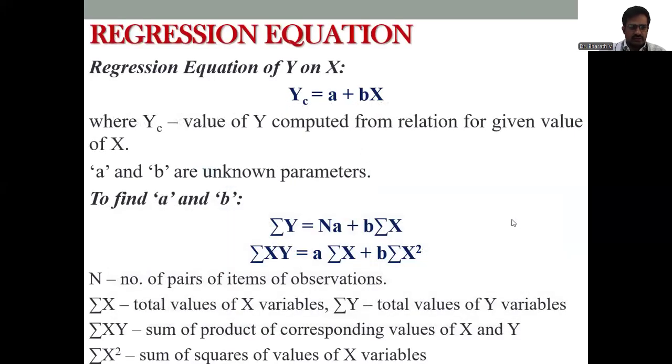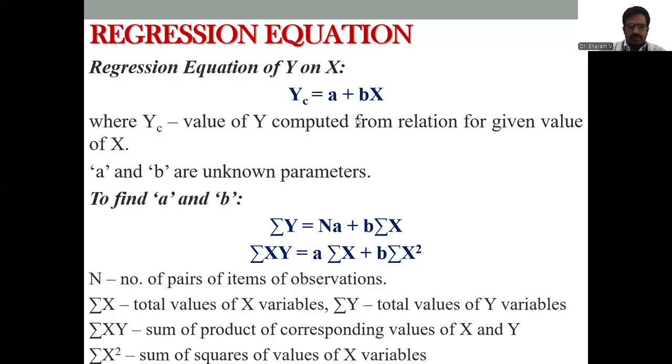Now, this is the regression equation. Normally, we have three ways of calculating the regression equation. One is using the least squares method. Another is using the square deviations, and the last is using the coefficient of correlation. The first one is the regression equation using the least squares method. The regression equation of y on x involves two variables, y and x, where y is the dependent variable and x is the independent variable.